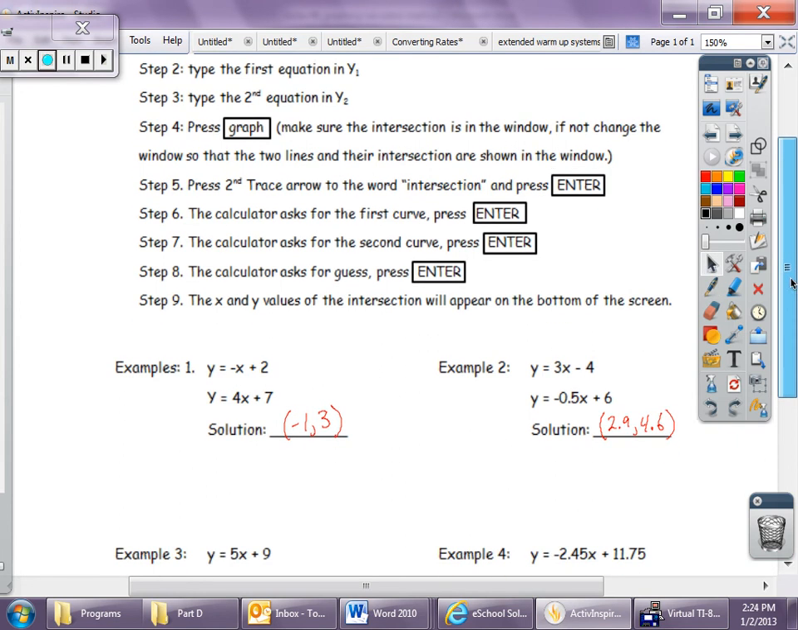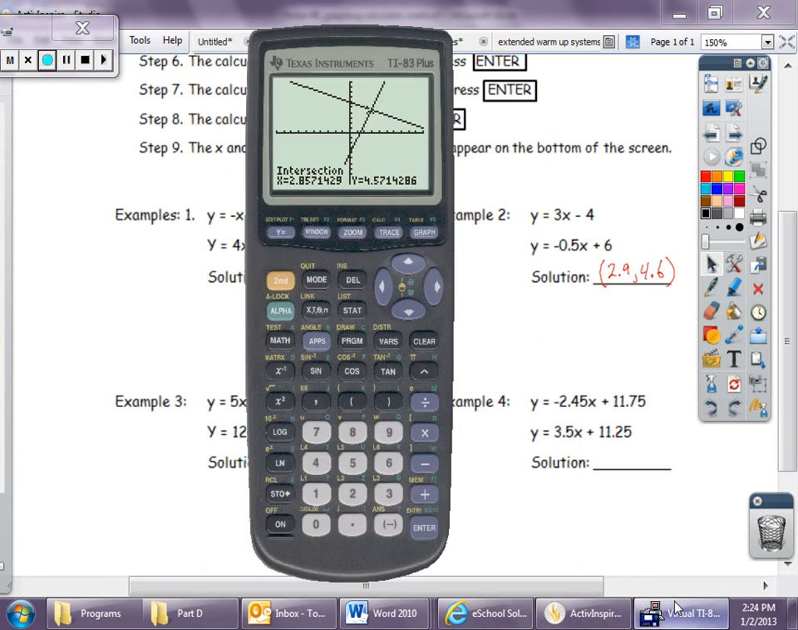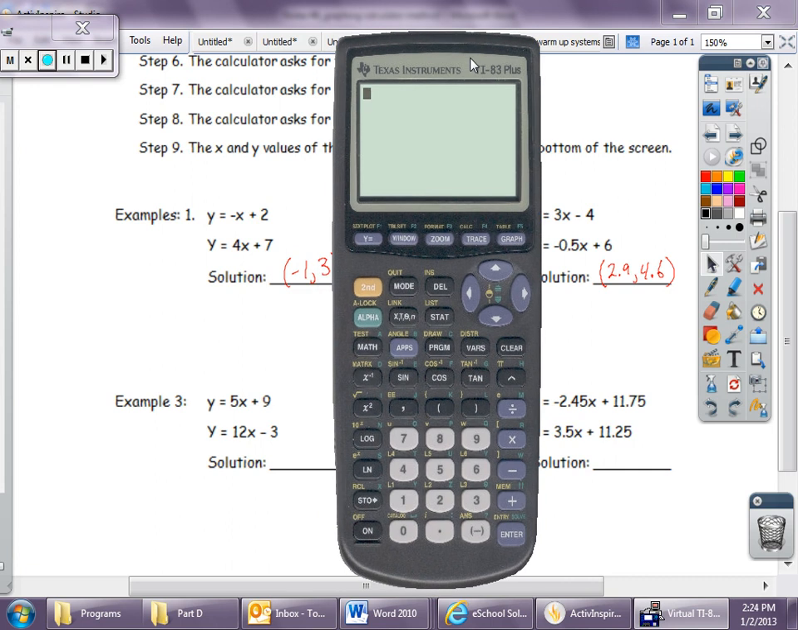So when we look at the third example, we can clear out our memory. Second plus 712. Reset our memory. So we graph the first equation. We go to the y equals. We have 5x plus 9. We can graph the second equation, 12x minus 3.